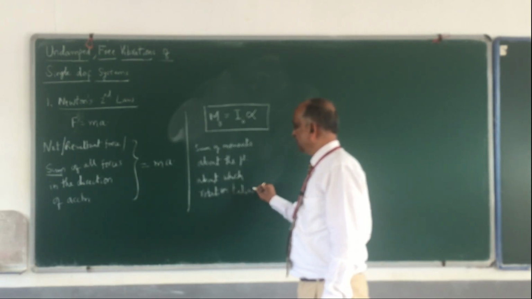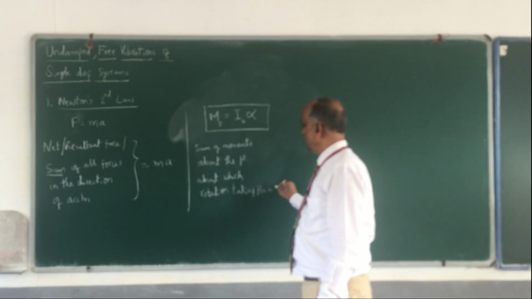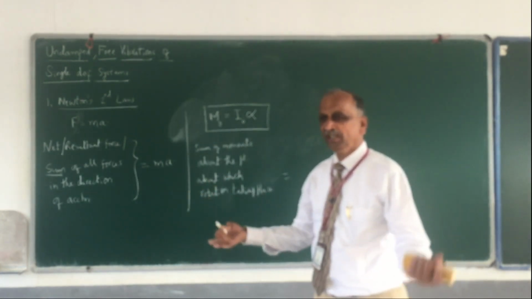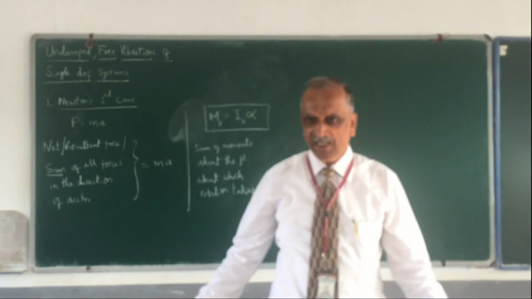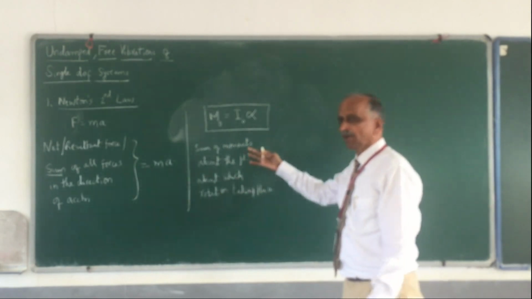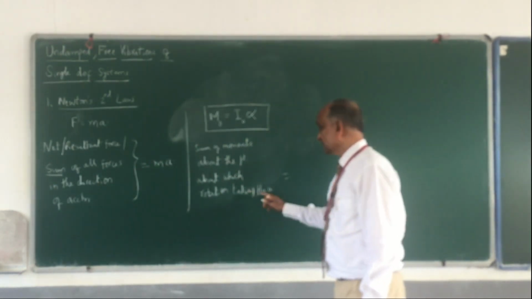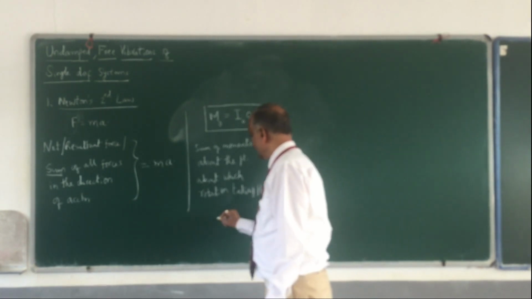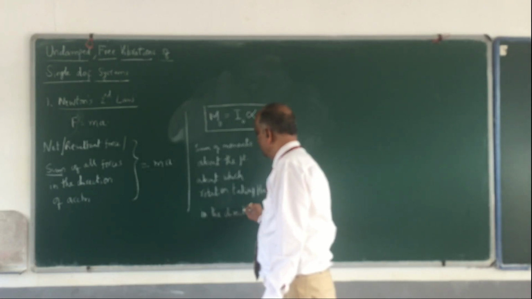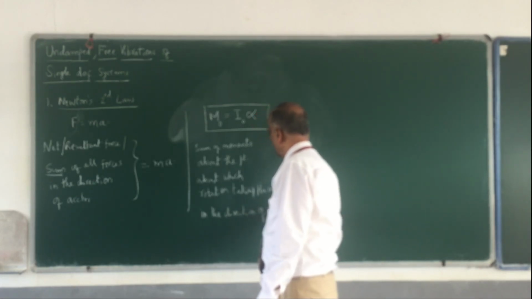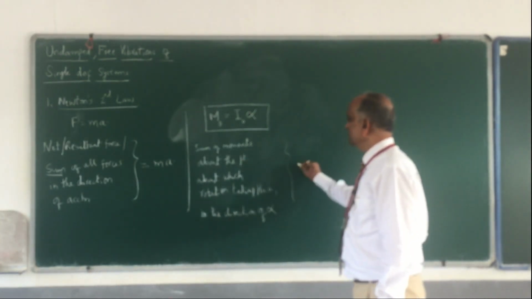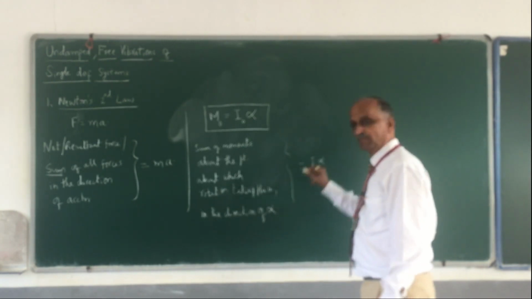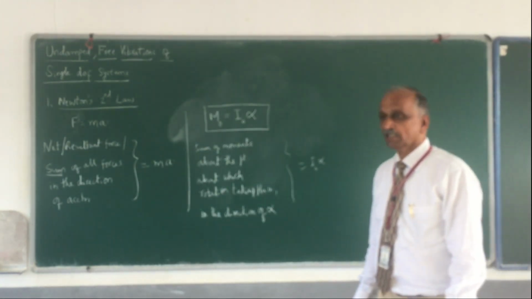So I may have only one moment, or I may have a number of moments like that. In the previous case I had shown F1, F2, F3, F4 like that. I may have a number of them. Add all that, in the direction of angular acceleration, in the direction of alpha. That is equal to I_O into alpha. This is what we call Newton's second law.